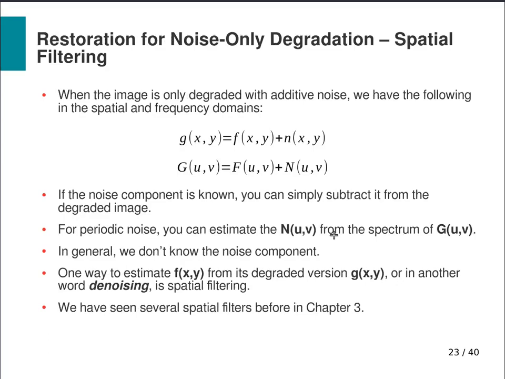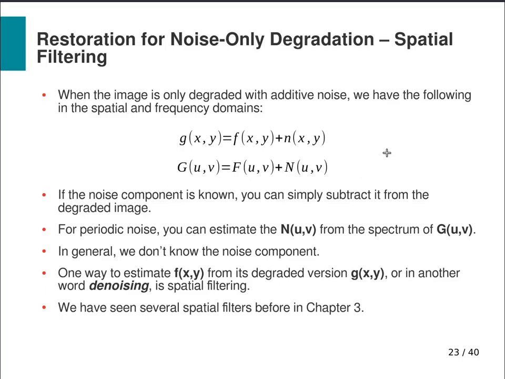So now let's see how we can restore images that are degraded by noise. In this case, we only consider images that are degraded only by noise, so we don't include any other type of degradation. When the image is only degraded by additive noise, we have these two equations in the spatial and frequency domain: g(x,y) = f(x,y) + n(x,y), and G(u,v) = F(u,v) + N(u,v).